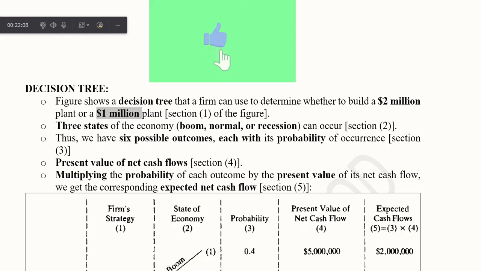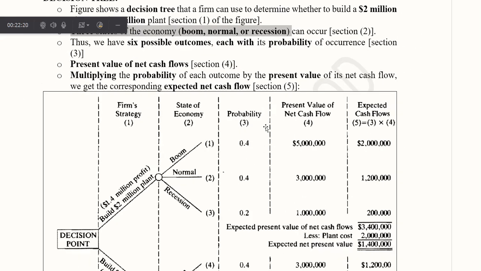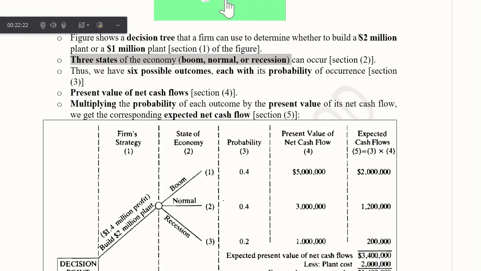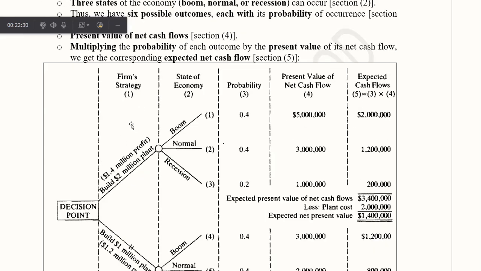And here again, the three states of the economy are possible. That is boom, normal situation, and the recession. These possibilities are depicted in various sections, as I have mentioned them. This is the section 1 of the figure that tells us about the amount that one is likely to invest in this firm. That is $2 million plant or $1 million plant. So this is the first section of the diagram.